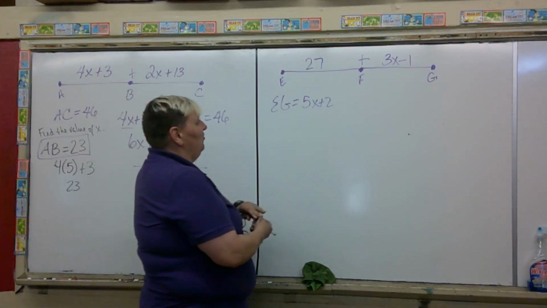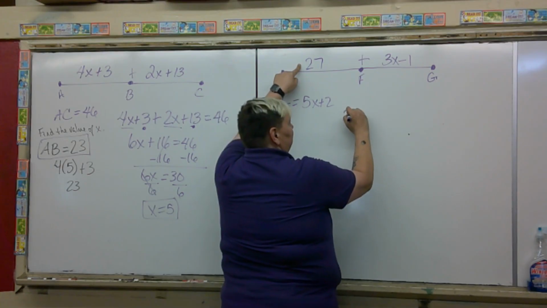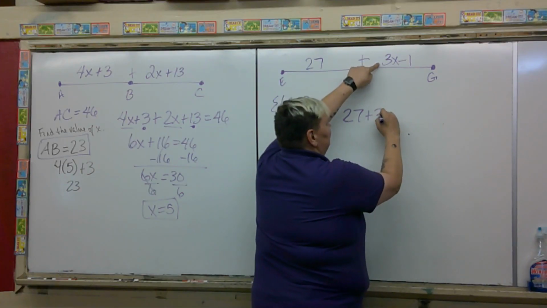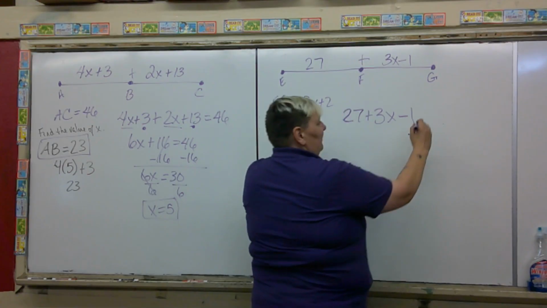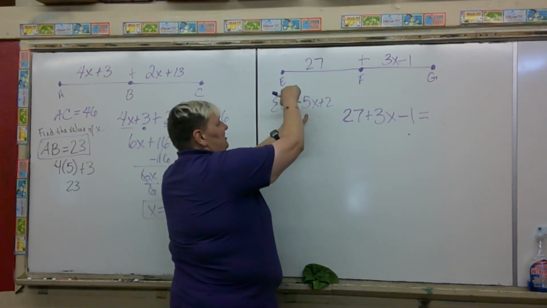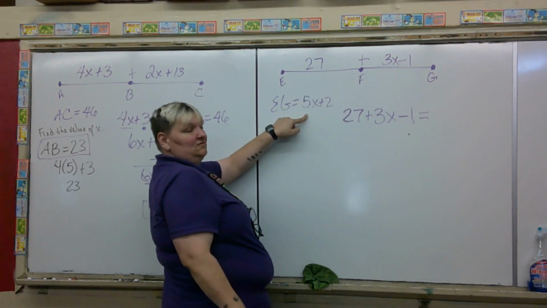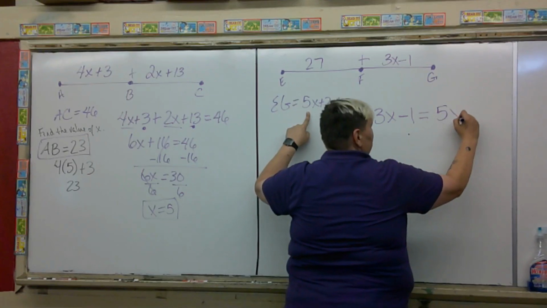Right? So, we're going to do this plus this is equal to this, to the total. EG is the total. It's the total length. Right? So 5x plus 2.